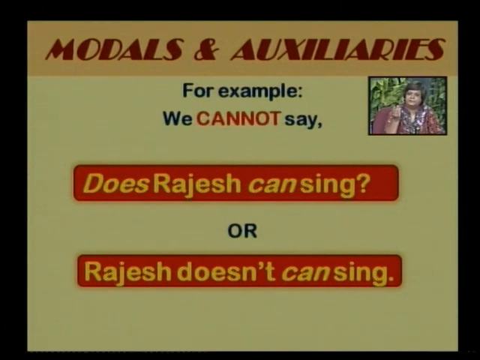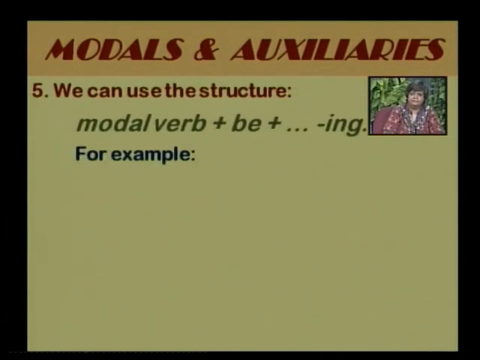The first example on your screen is an example of a question. The second example is an example of a negative sentence. So kindly remember, when we are using modal verbs in your sentence, when we are using negatives and questions, we are not supposed to use the 3 forms: do, does and did. Kindly remember this rule. This is a very important rule. Let's come to the next slide.